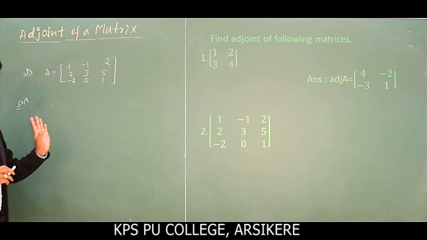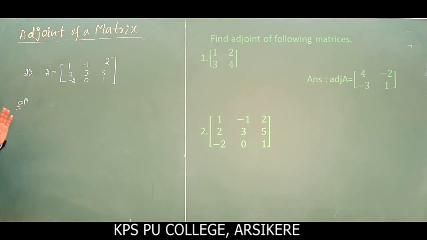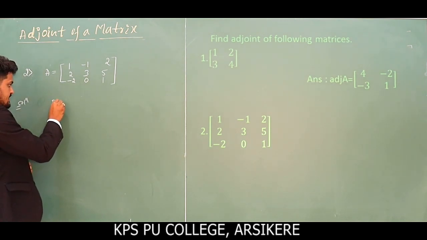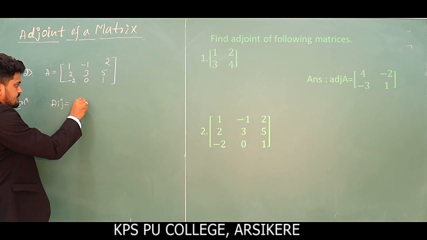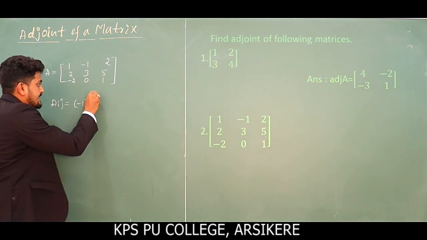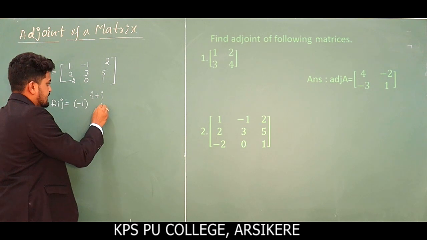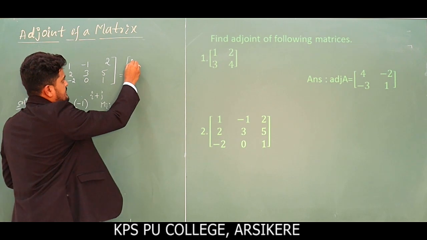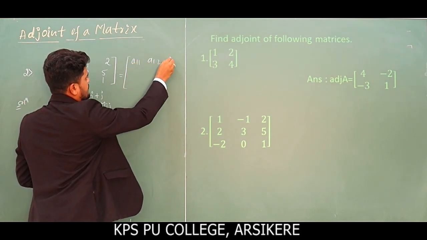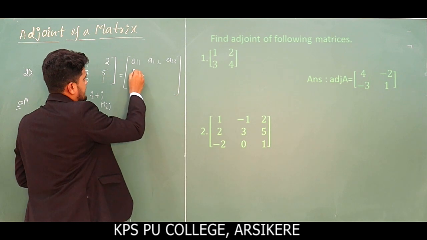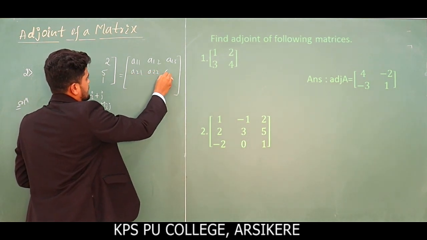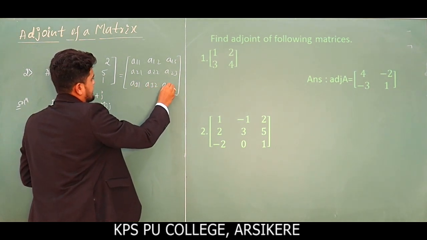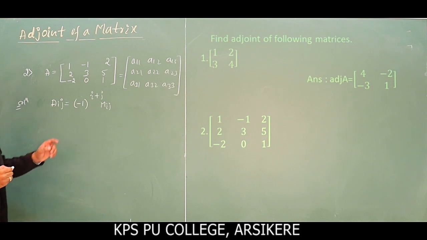So first step, before that we have to find the cofactor. Then how to find the cofactor of the given matrix? Again by using the formula Aij is equal to minus 1 to the power of i plus j into Mij. So this matrix can be written as A11, A12, A13, A21, A22, A23, A31, A32, A33.